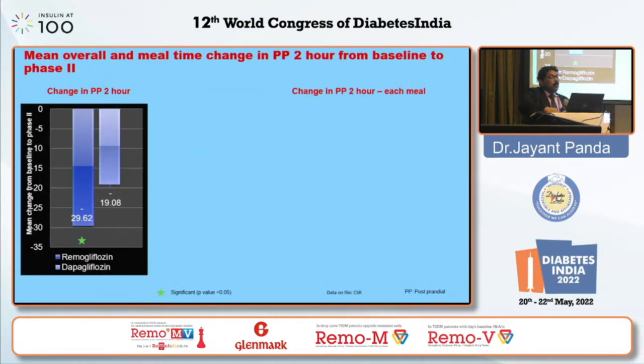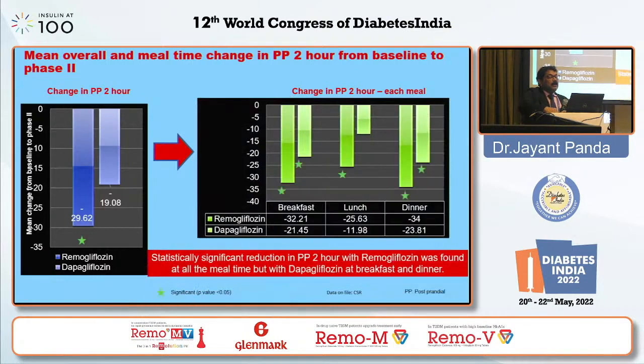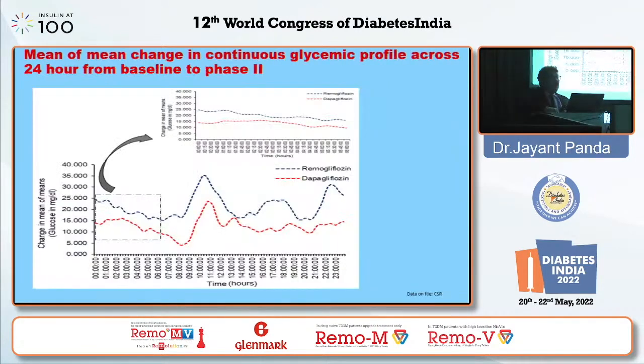So, the overall mealtime change in the postprandial 2 hour from baseline to phase 2. This is also again the data: all of breakfast, lunch, and dinner in the remogliflozin group, whereas in the DAPA group it's breakfast and dinner, and lunch is not there. So fewer included and fewer not included here. And the mean change in the continuous glycemic profile across 24 hours.